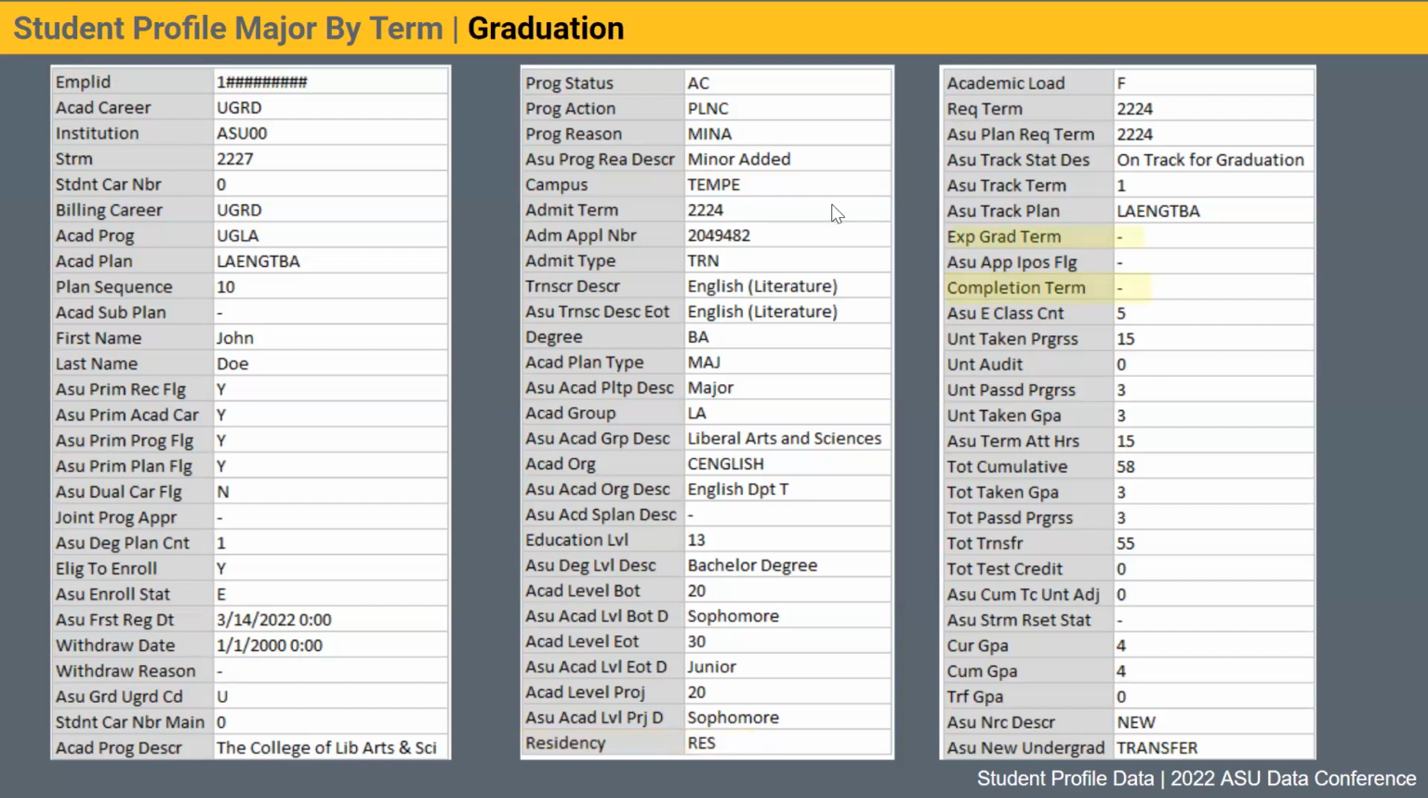Graduation is also in this table. So if the expected graduation term is populated, that would be a term code that tells you the student applied for graduation for that term. If it's not, if it's a dash like this, either they haven't applied to graduate or they did and they were denied. They don't meet the requirements. If the completion term is populated, that means they already graduated. We do go back and update this data up to 5 years after the term ended. So if you look at a prior term, you'll see a lot of completions because we come back and we update that one field. We don't update everything else, but just that one.